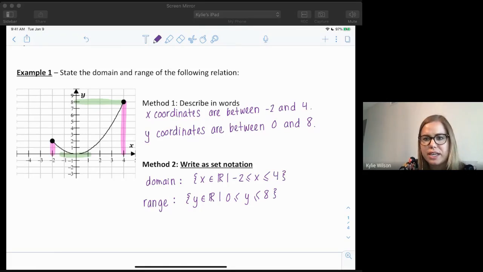Ethan, you can unmute, and then once Ethan's done, then we'll go to Keith. So Ethan, you can unmute and ask your question if you want to.